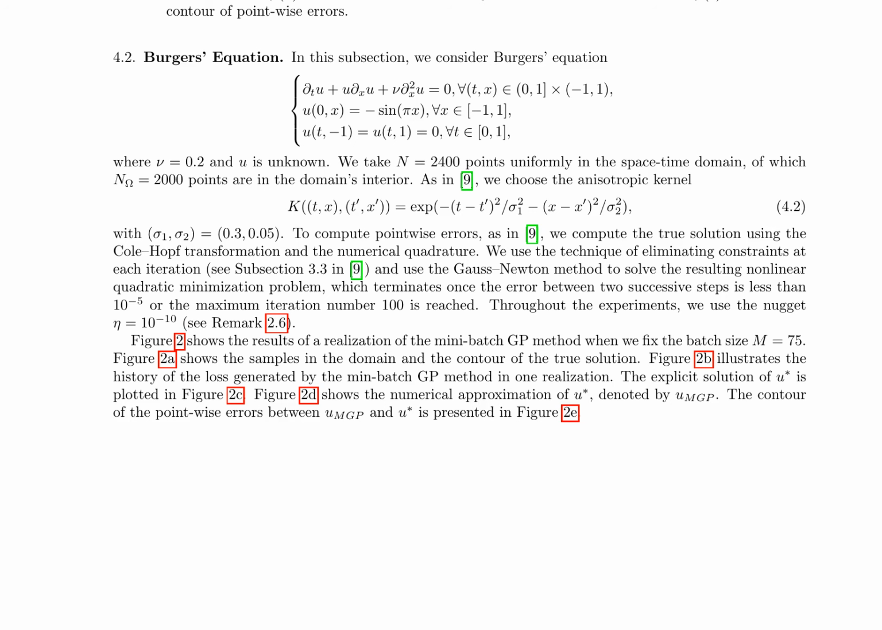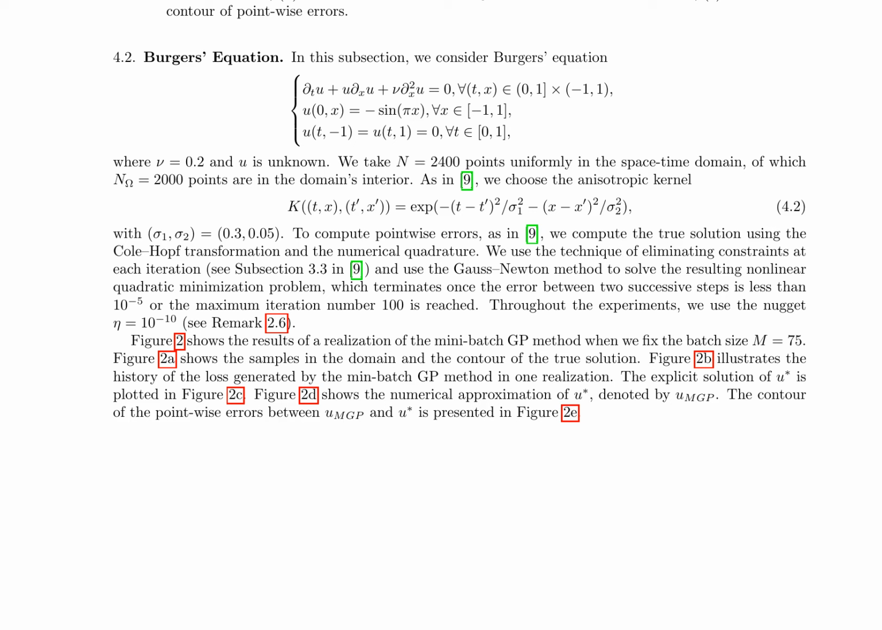The sample points and the true solution's contour are displayed in Figure 2a. The loss history generated by the mini-batch GP method in one realization is shown in Figure 2b, with a semilog scale on the y-axis. The explicit solution of U is plotted in Figure 2c, while the numerical approximation of U, denoted as UMGP, is presented in Figure 2d. The contour of pointwise errors between UMGP and U is shown in Figure 2e.